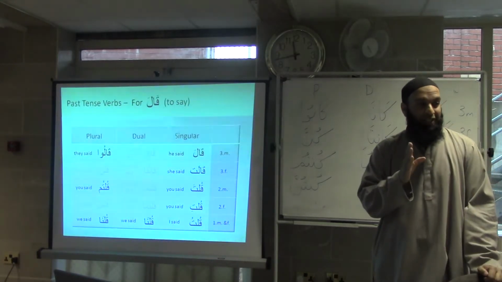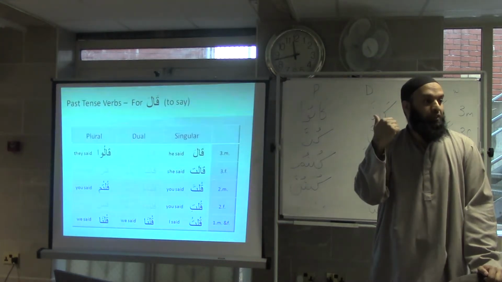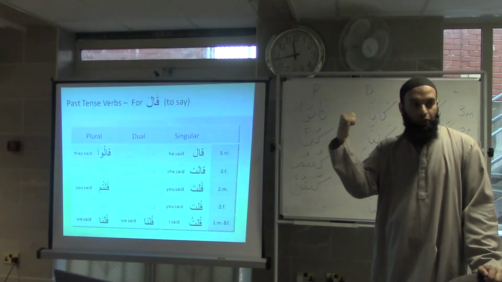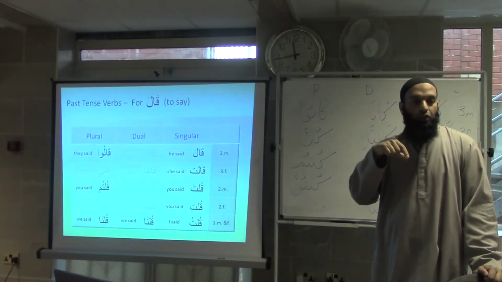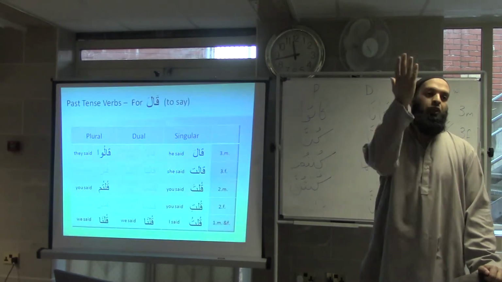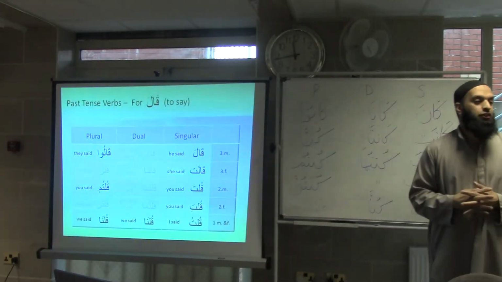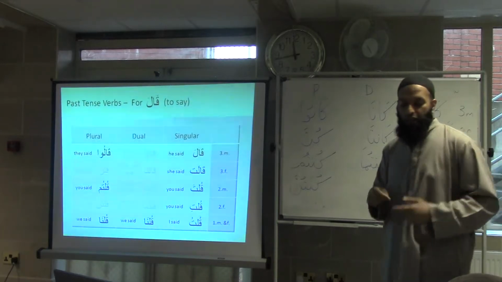So you have to be careful. Even if you make it slightly longer, it changes into the women, 3F plural. If you make it longer, qulna means we all said. If you make it shorter, it means the women said. So you have to be careful of pronunciation.